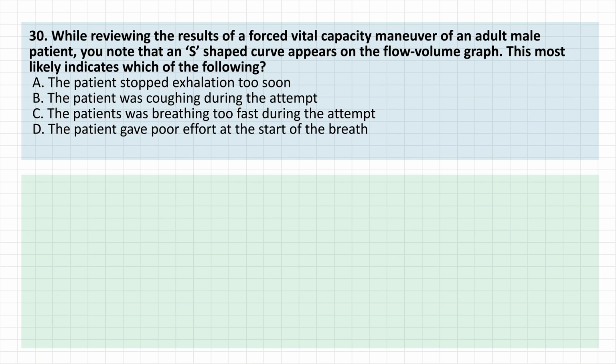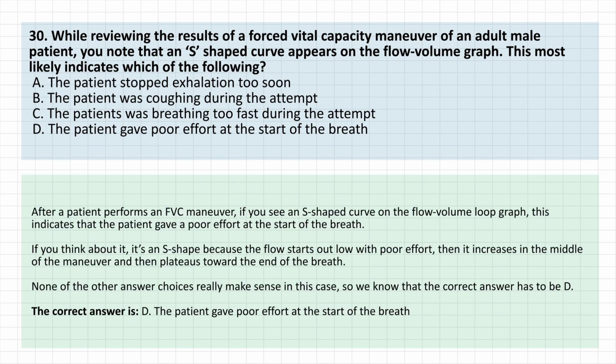30. While reviewing the results of a forced vital capacity maneuver of an adult male patient, you note that an S-shaped curve appears on the flow volume graph. This most likely indicates which of the following? A. The patient stopped exhalation too soon. B. The patient was coughing during the attempt. C. The patient was breathing too fast during the attempt. D. The patient gave poor effort at the start of the breath. The correct answer is D. The patient gave poor effort at the start of the breath.